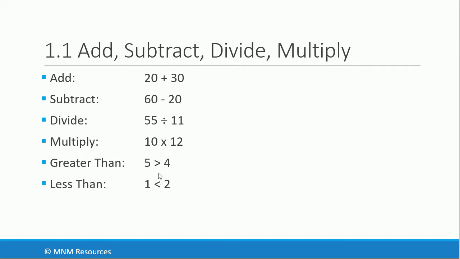Let's look at this particular example. As you can see, the pointier end always points to the smaller number, in this case 1, and the wider end points to the larger number. That's just a small tip in case you get confused with the symbol.